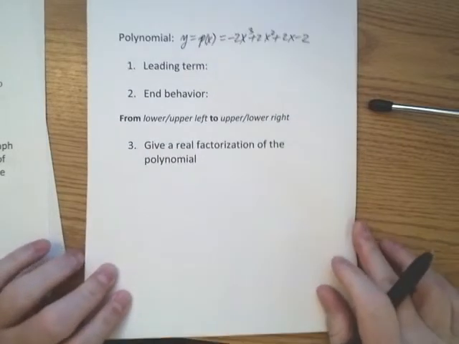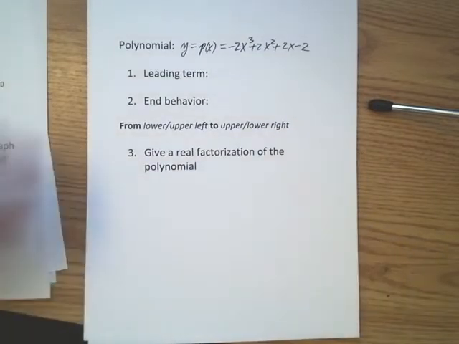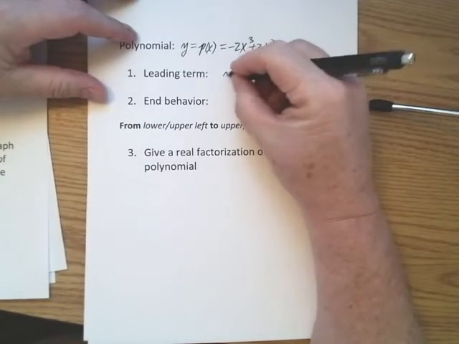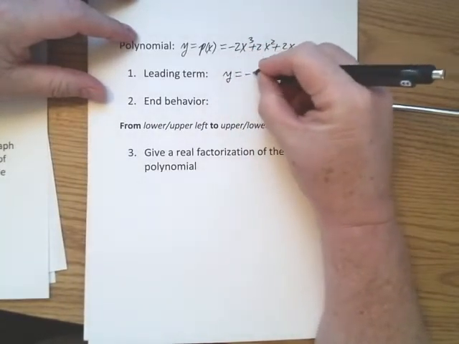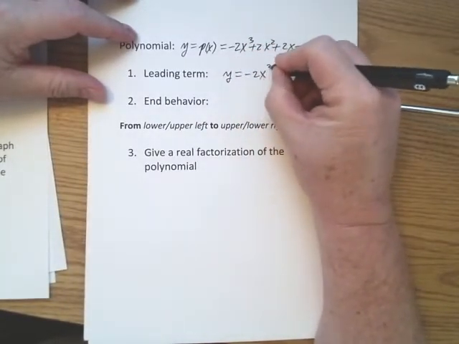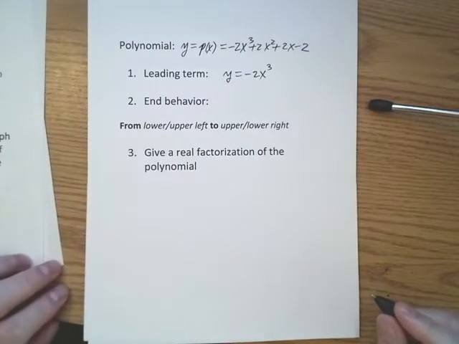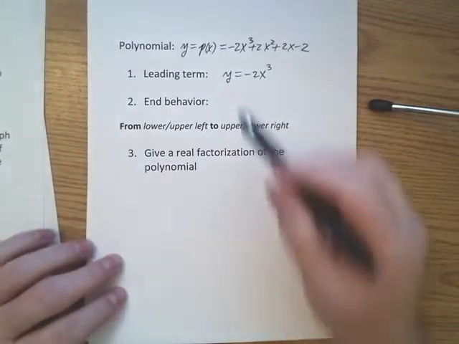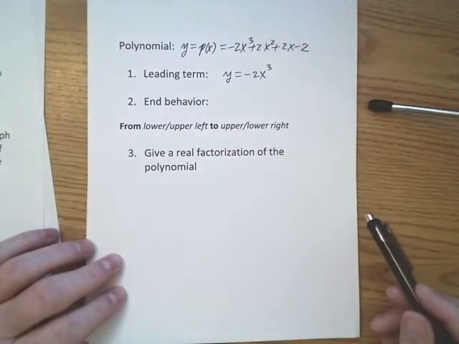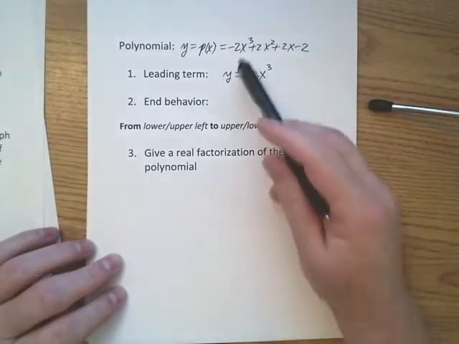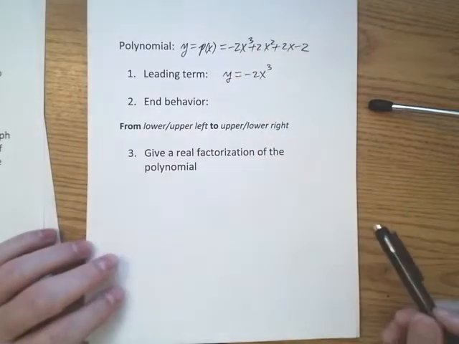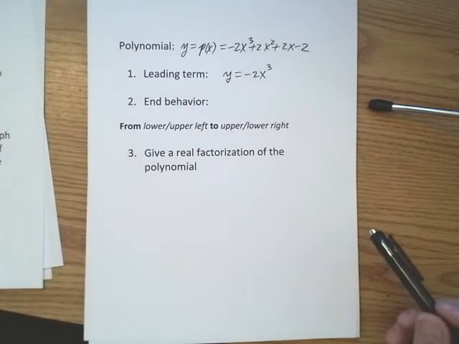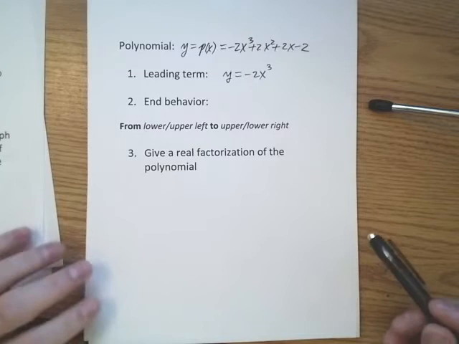Let's go ahead and let's talk first about the leading term. Okay, what would be the leading term? And I'm going to include y equals, so I guess I'm technically doing a little more than the leading term, but y equals negative 2x cubed. So if this is written in its descending order like it should be, right, it'll be the first term you run into here. Negative 2x cubed in this case. Okay, now what is the end behavior? What does that look like?